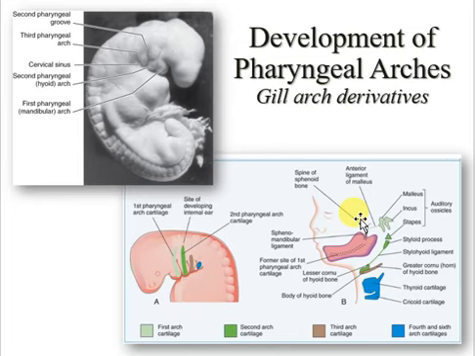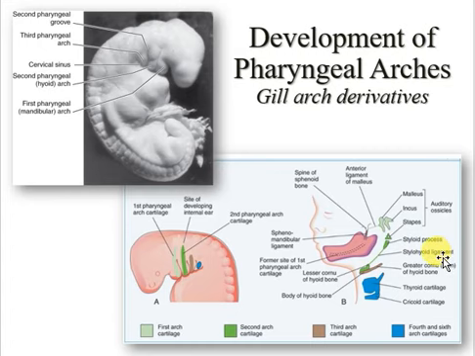So the second pharyngeal arch, which is this guy here, also known as the hyoid arch. As you can tell from the name, it's going to give rise to part of the hyoid bone. It will give rise to the lesser cornu of the hyoid bone. It'll also form your stapes, the last middle ear structure. The styloid process and the stylohyoid ligament.